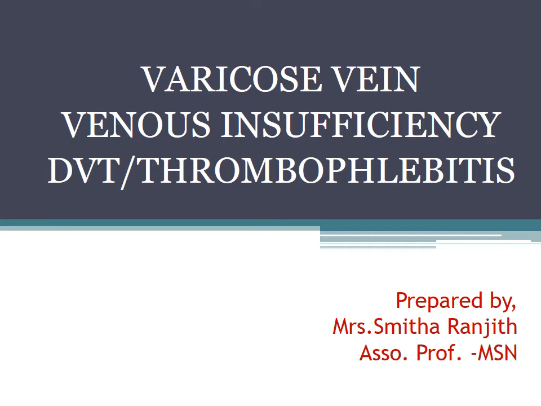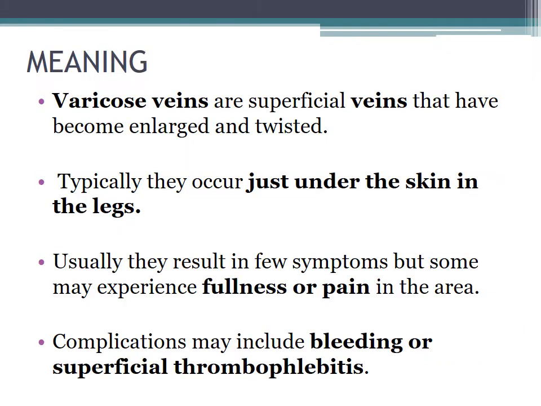Hello students, today we shall learn the topics varicose vein, venous insufficiency, deep vein thrombosis, also called DVT in short, and what is thrombophlebitis. All this while we have learnt about what goes on with the circulation related to the arteries. Here we are going to learn some conditions or disorders caused due to venous insufficiency, which means what happens when the supply of blood through the veins is affected.